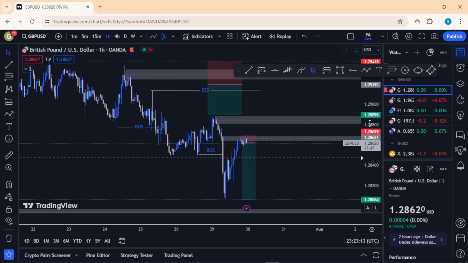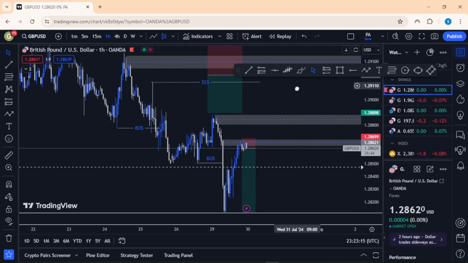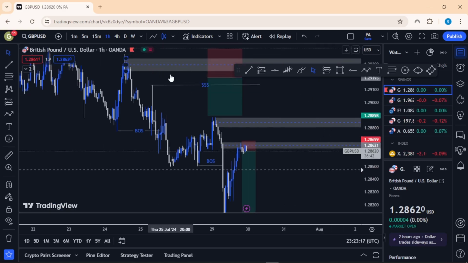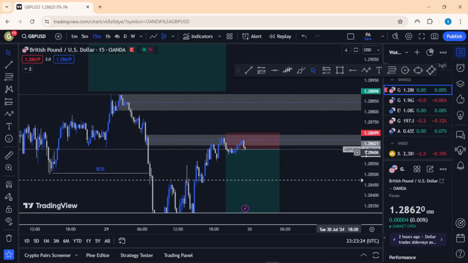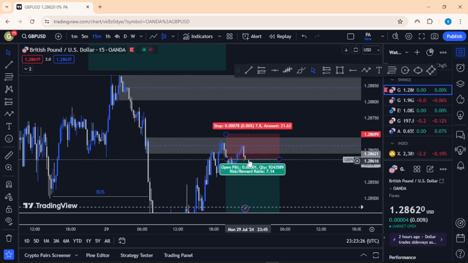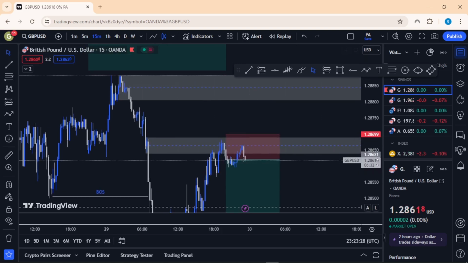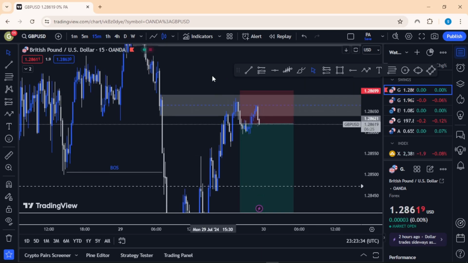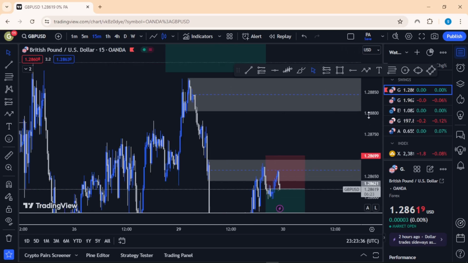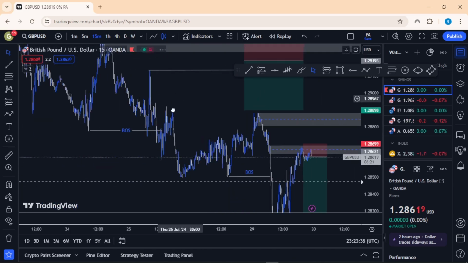You can see this GBP USD. This is my hourly setup, and here is my 15-minute setup. Let me go back to the 15 minutes. You can see here is a trade I took on the 15-minute time frame. It's actually running live, as you can see. This one was taken on the 15-minute time frame. But my main setup for the day was actually the one at the very top over here.